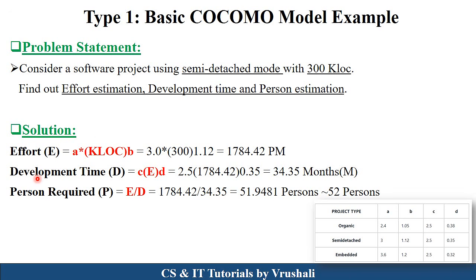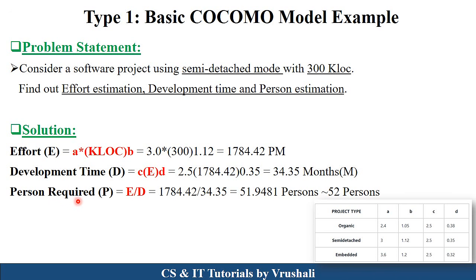The next one is the development time and the formula is this. So put in the values of C and D as per this table. The value of C is 2.5 and the value of D is 0.35, and the value of E that we calculated previously is 1784, and the final result is 34, meaning 34 months are required for completing this kind of project.